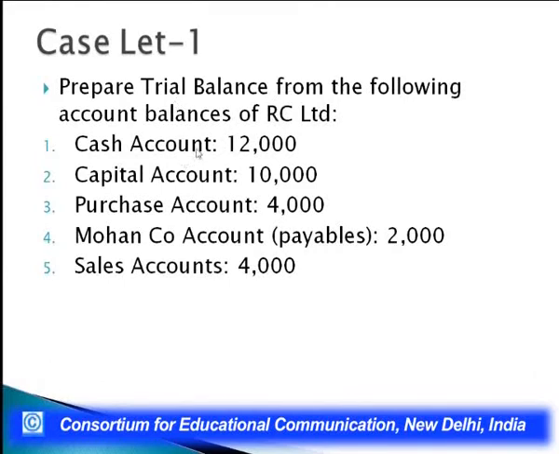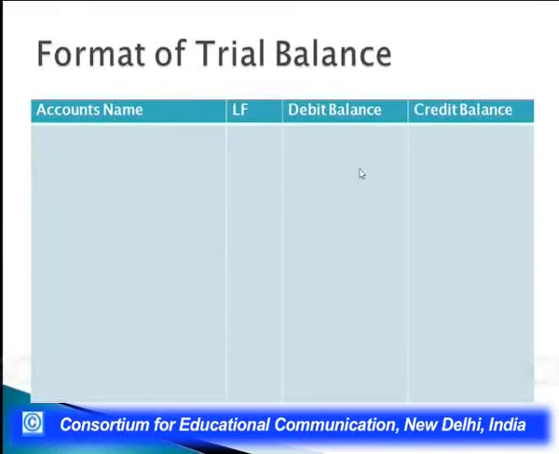So the first item is cash account. So the balance of cash account should be what? So either debit or credit. Only two balances are possible. So when I'm saying cash, you should be very much clear that cash is a current asset and assets are supposed to be having debit balance. So this 12,000 will go on the debit side here, right?